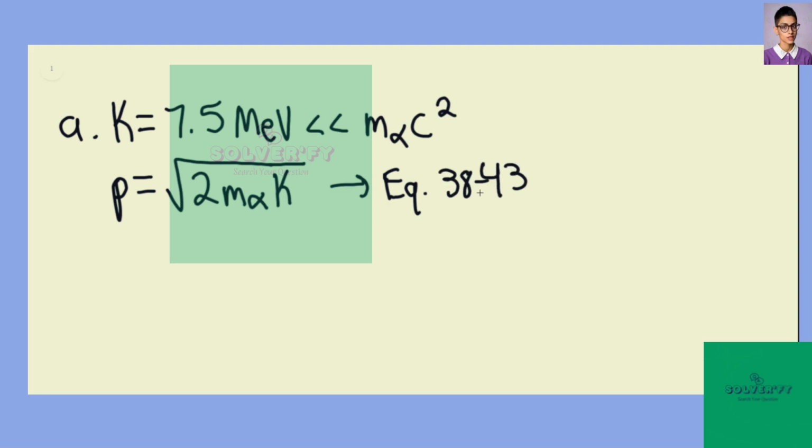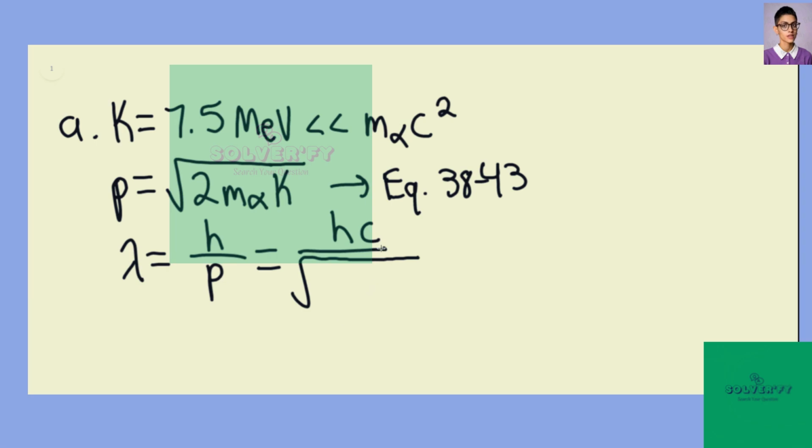We're going to be using then equation 3843, and we can then say that lambda, the wavelength, would be equal to Planck's constant divided by the momentum. This is going to be equal to Planck's constant times c, the speed of light, divided by the square root of 2 times the mass of the alpha particle times c squared times K.